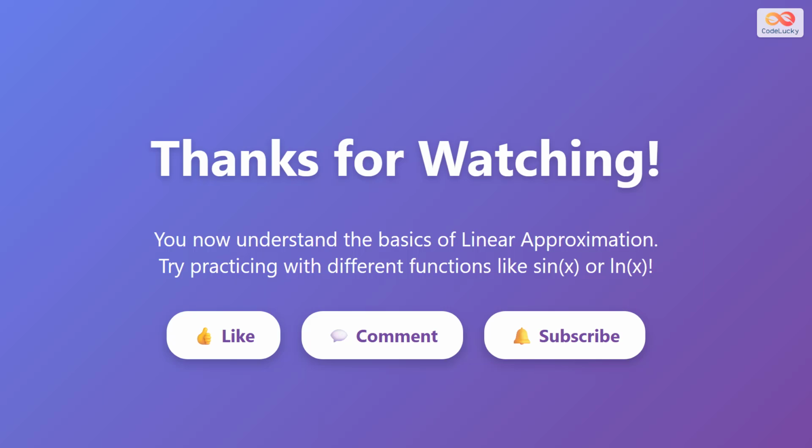I encourage you to try estimating the square root of 9.2 or the natural log of 1.1 on your own to practice.